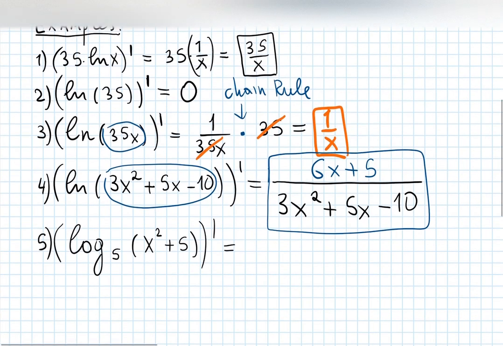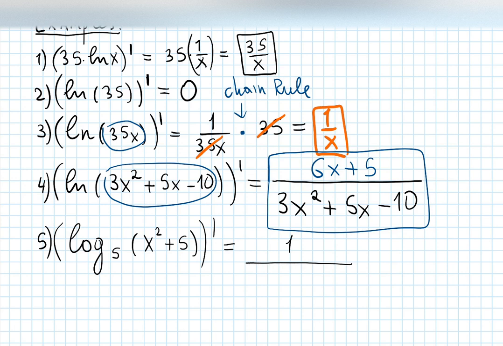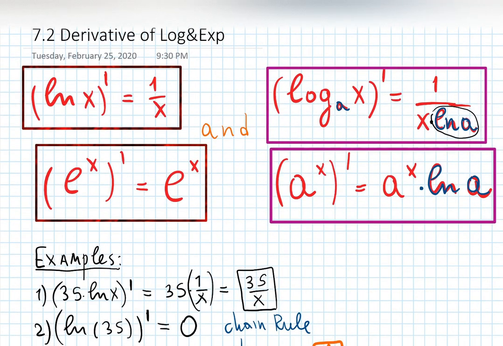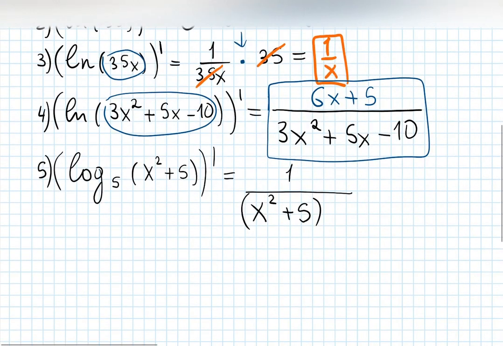Let's do it. 1 over everything. I see x squared plus 5. Then the formula says when you divide by everything, don't forget to also divide by the ln of the base, natural log of the base. So I'm like, okay, it should be natural log of the base. Base is 5, so it's going to be 5. Am I done? How do I know I'm not done?